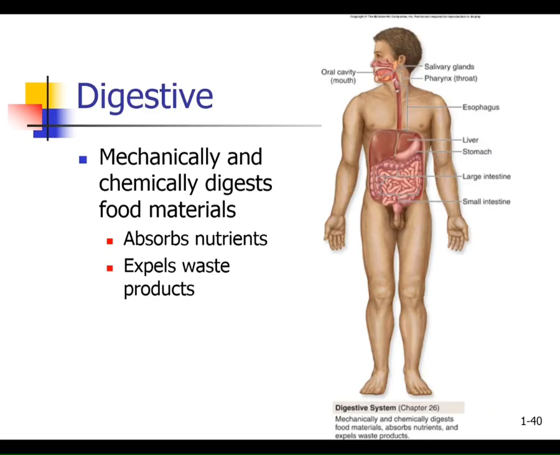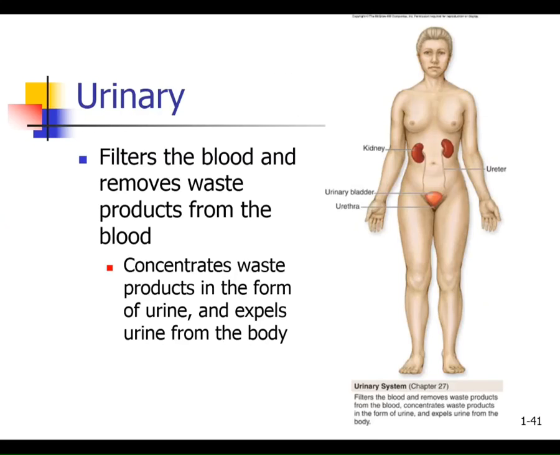The urinary system, a couple of kidneys, the ureters, the bladder. The kidneys are filtering the blood and are creating the urine. And we'll see how important those kidneys are. This will be later in the course.